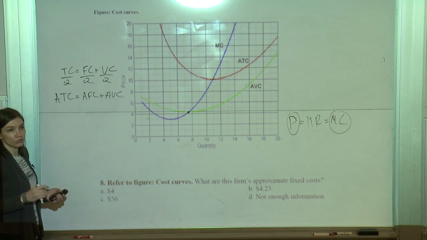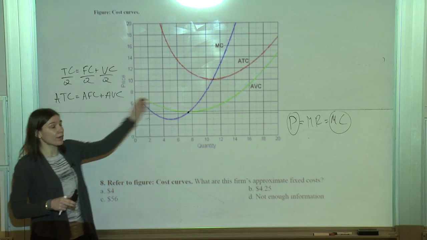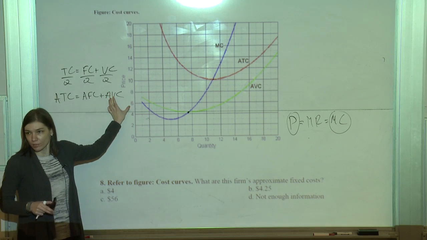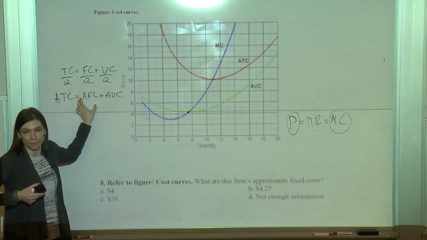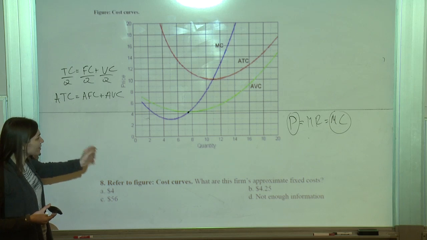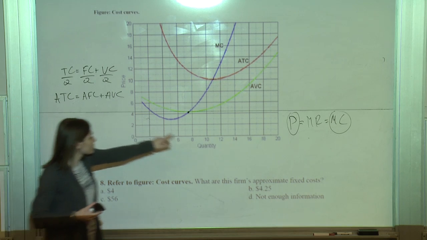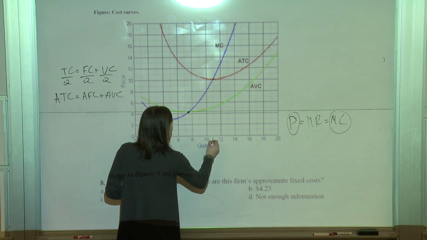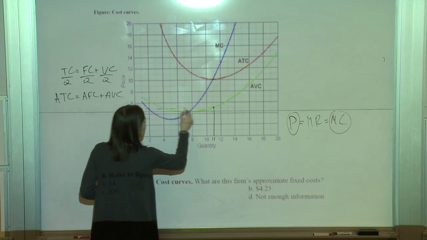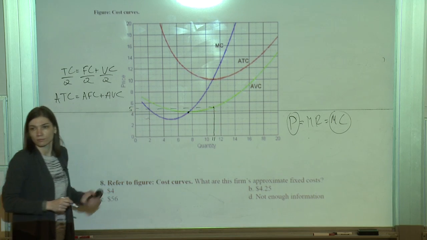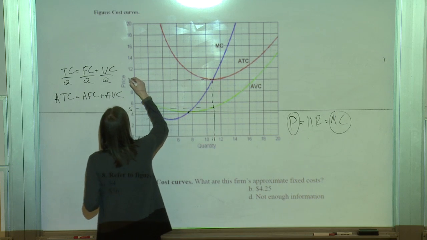So at this point, what I need to do is just pick one quantity, doesn't matter where. Looking at the graph, I can figure out what the average total and the average variable are. Given those two, I can find the average fixed at that quantity. I would suggest picking one where you can easily see what the two costs are. I chose 11 here. So at a quantity of 11, my average variable cost is around 5, and at a quantity of 11, my average total cost is about 10.